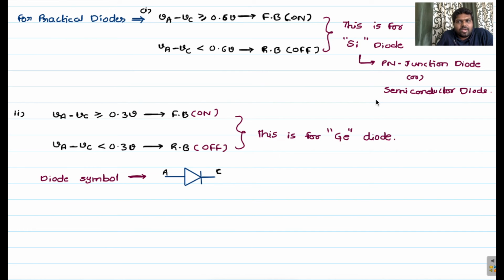Anyway, you will learn this in your electronic devices and circuits subject in your 2-1 semester. Next, for the germanium diode, when Va minus Vc is greater than or equal to 0.3 volts, it is in forward bias condition and acts as an on switch. When Va minus Vc is less than 0.3 volts, it is in reverse bias condition and acts as an off switch. This is for the germanium diode. So this is your diode symbol. So this is about a diode.